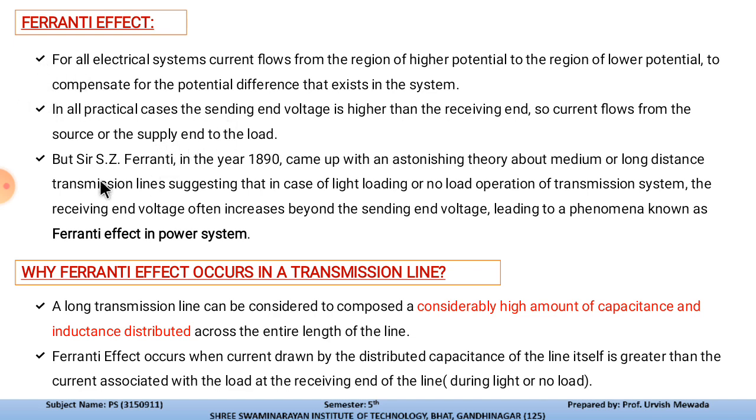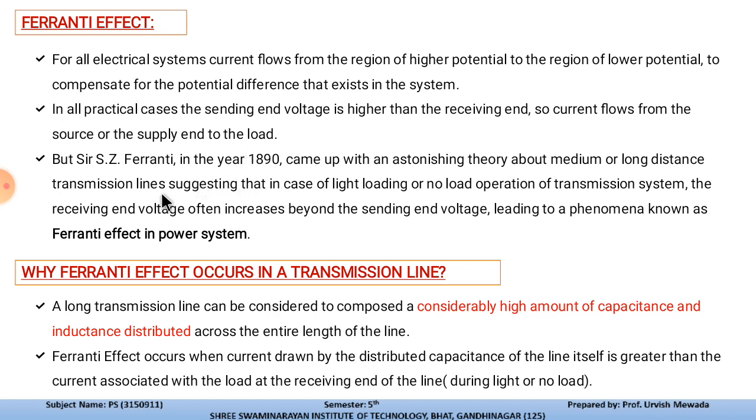But the person who invented this Faraday effect, the name of this person is S.Z. Faraday, in 1890. He came up with an astonishing theory about medium or long distance transmission lines, which suggests that in case of light loading or no load operation of the transmission system, the receiving end voltage often increases. So this is the case where the receiving end voltages get increased.